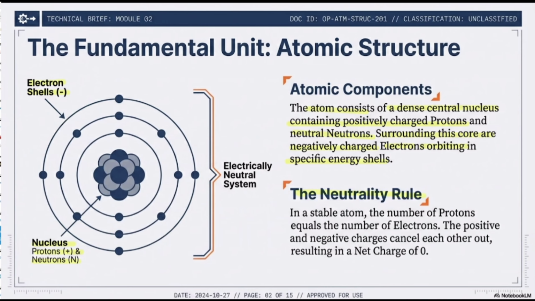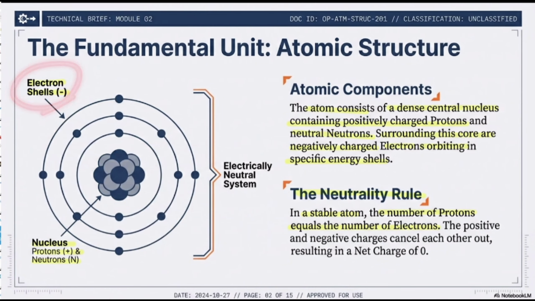So the neutrality rule says that in a stable atom, the number of protons equals the number of electrons. It means that when I have my nucleus over here, there are obviously some number of protons and neutrons. By the way, remember that the number of neutrons and the number of protons are always the same. So the thing that would actually change at this stage would be what?